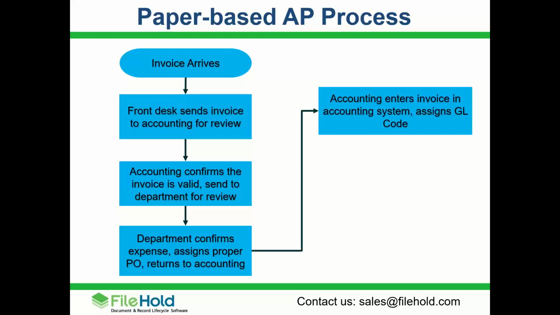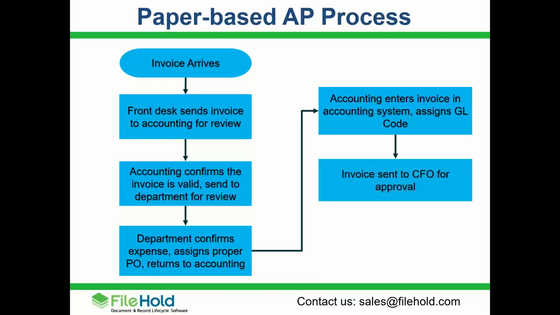Accounting then will take that invoice, they'll enter it into their accounting software, and they'll assign a GL code to it. Then the invoice is likely to be sent over to the CFO for approval, and then finally, we have an approved invoice in the system.